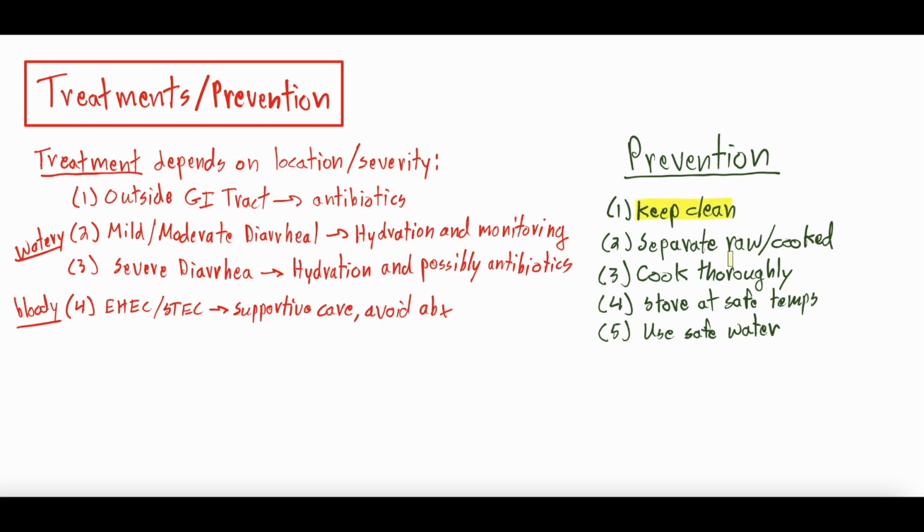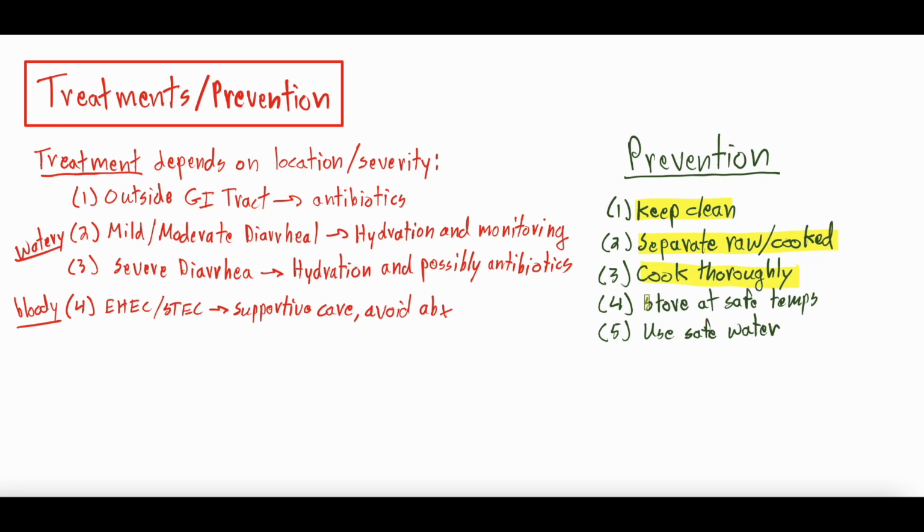Keep clean, right? Cleanliness, good hygiene, wash your hands, all those things. Separate raw and cooked food, because raw food can have E. coli on it, right? If you have E. coli in the animal, it is then butchered, and that E. coli can get on the meat. After it is cooked, cooking kills the bacteria if it's cooked thoroughly. So if you separate the raw and cooked food, you won't contaminate your cooked food.